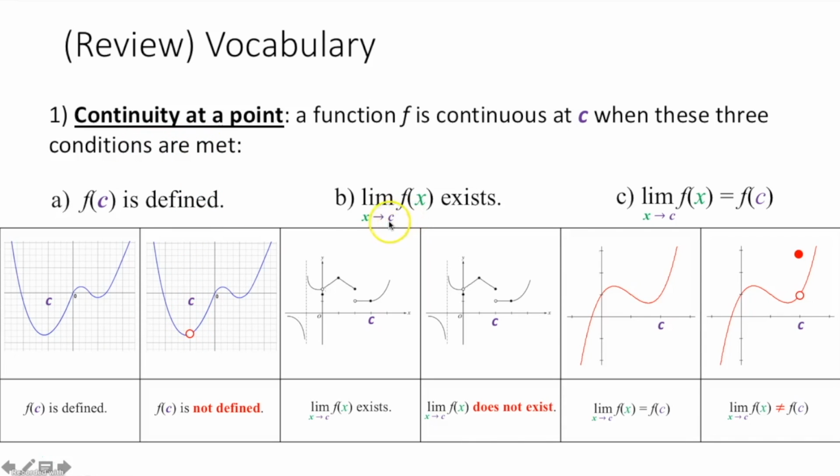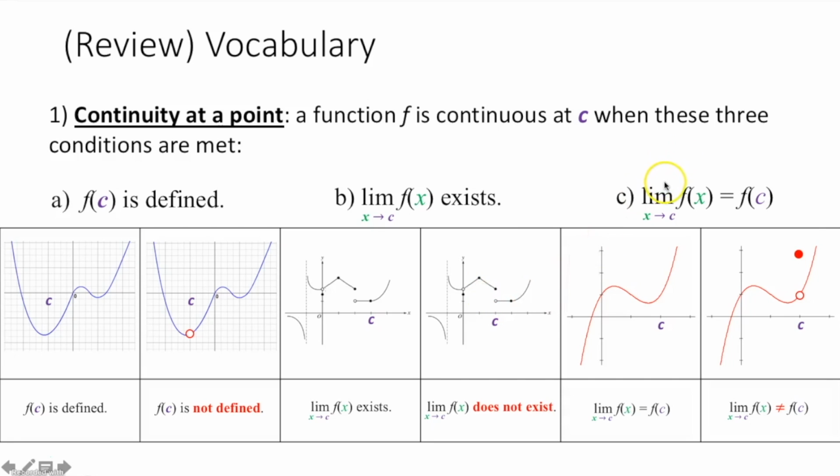The second condition would be that the limit as x approaches c of f of x exists. So we talked about this for a while. We need to know that as x approaches c from the left and the right, your function is approaching the same y value. So here you can see the limit as x approaches c of f of x exists because as x approaches c from the left and the right, your function is approaching the same y value. Over here, as x approaches c from the left and the right, they're approaching two different y values. There's a jump discontinuity there.